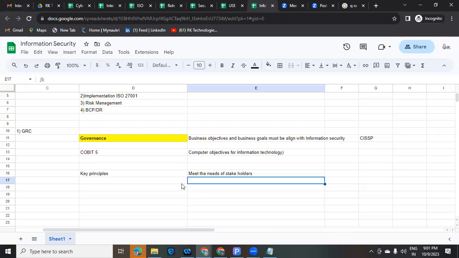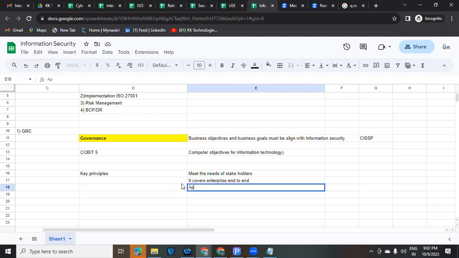So the first principle is meet the needs of the stakeholders. If any other team members in our organization require support or help, we support them. The second principle is covering the enterprise end to end. Whatever company we are covering, the business objectives and goals should cover the entire business, whatever business we are doing.